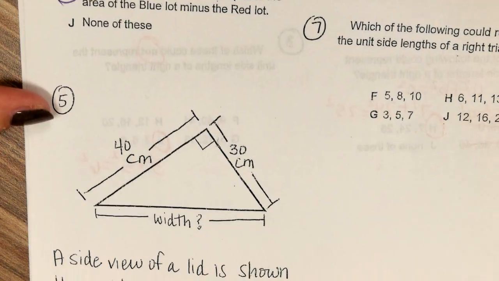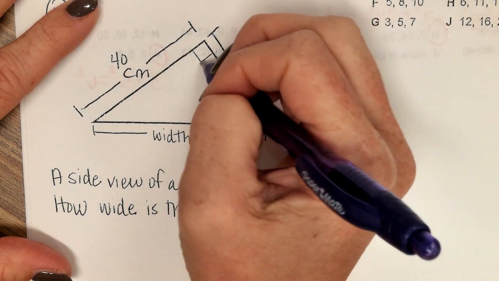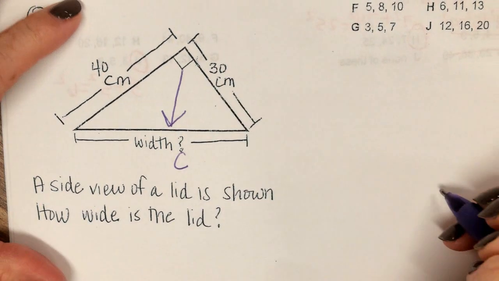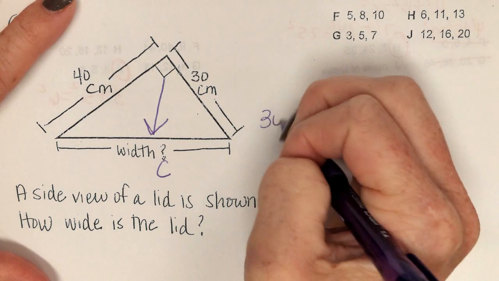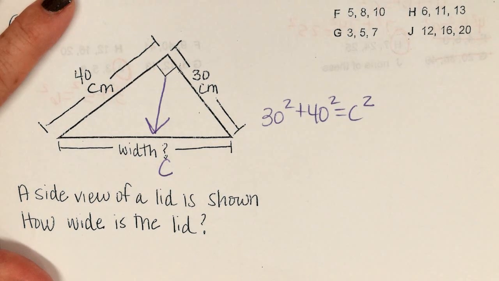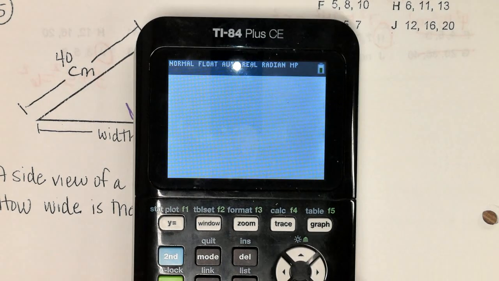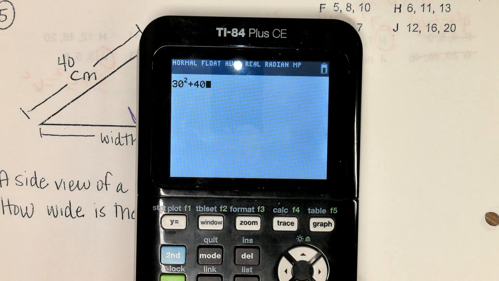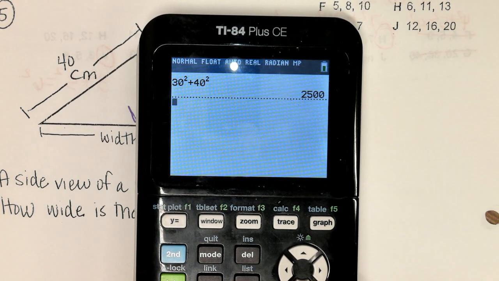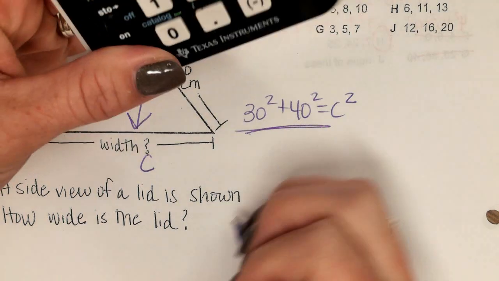Number 5. Which side has to be side C? The one across from the right angle, so the missing side. So I would say 30 squared plus 40 squared equals C squared. Do I add or do I subtract? I add these up, so 30 squared plus 40 squared. And what do I do to that number? The square root of 2,500 is 50.